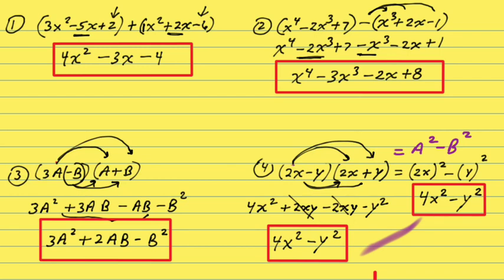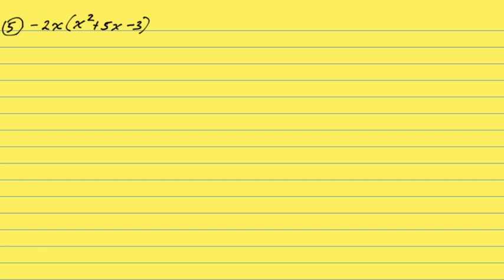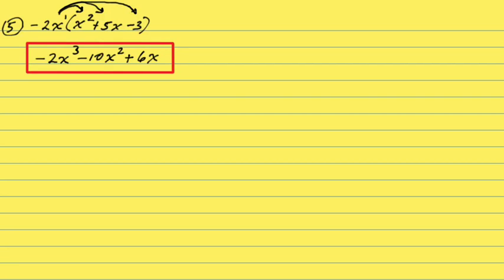Okay, if we're okay through 4, we're going to move to number 5, another multiplication. Negative 2x times a positive 1x squared gives me a negative 2x to the third, adding the exponents. This would make a minus 10x squared, and this I think is going to make a positive 6x. And that should be the result if we distribute.